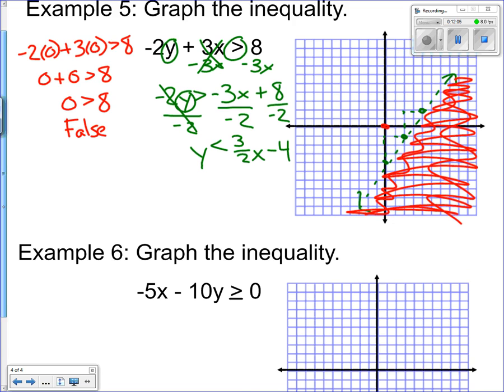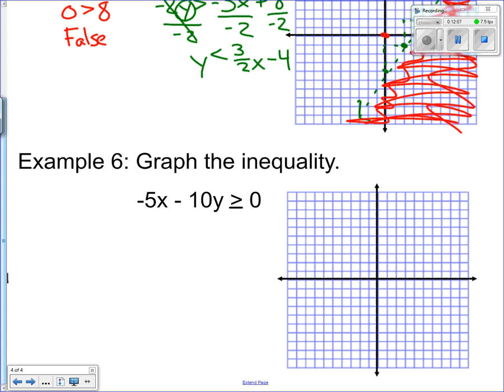Final question, final example before I let you work on your own. Y is not by itself, so we're going to move the 5x over by addition. Don't forget that there's a negative in front of that 10, so bring that down. Is greater than or equal to 5x plus 0. Then we're going to divide by negative 10. And everything gets divided.